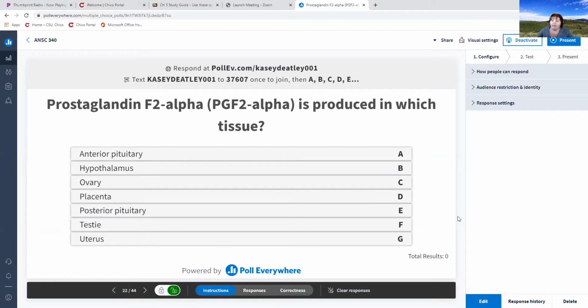Cool. All right. Next question. Prostaglandin F2 alpha, also known as PGF2 alpha, is produced in which tissue?